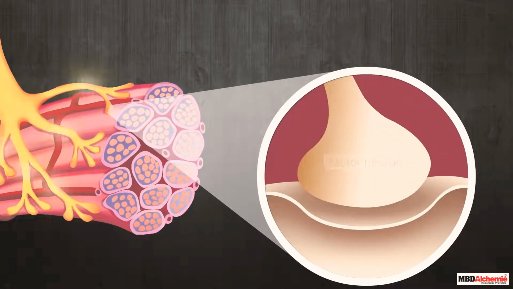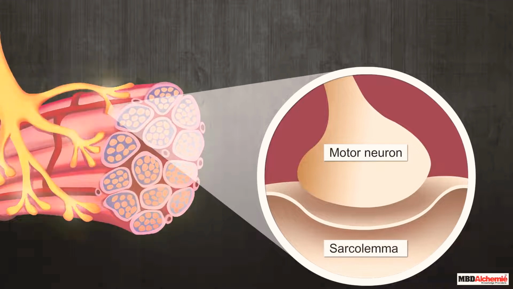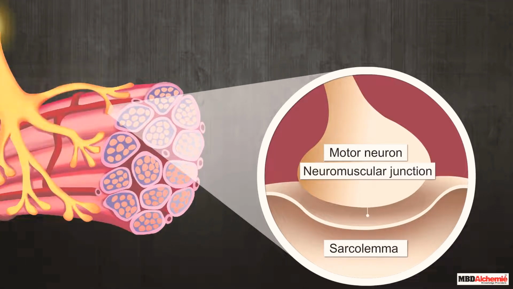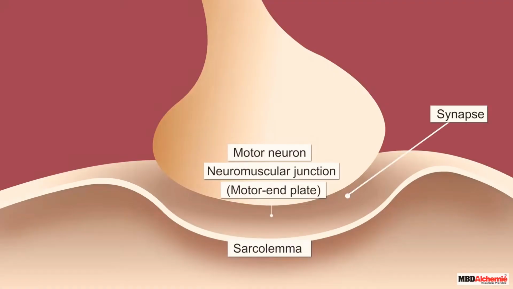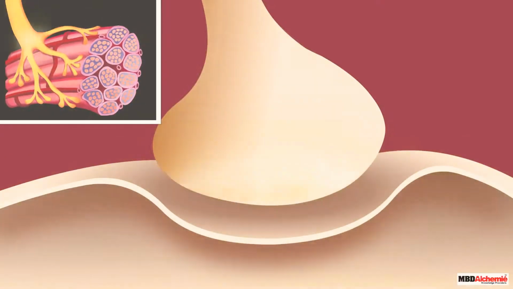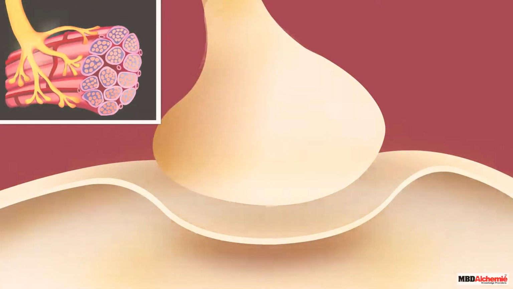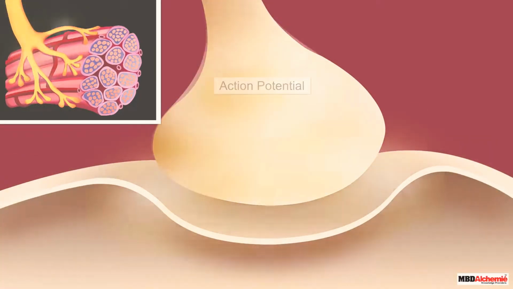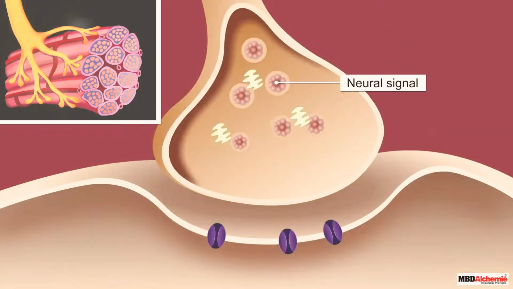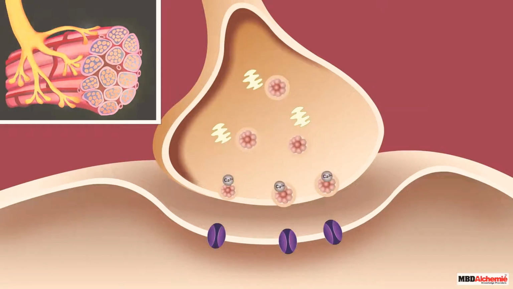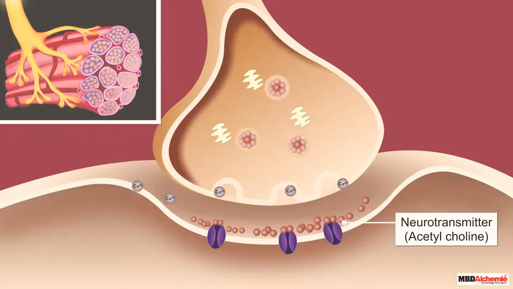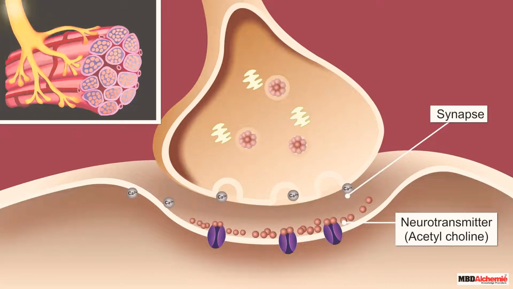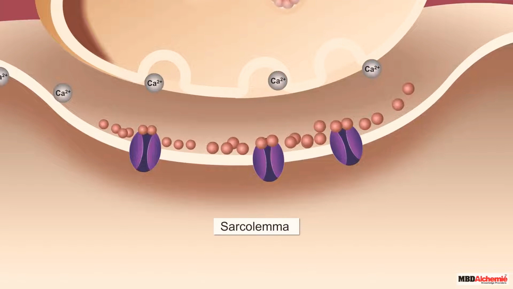The junction between the motor neuron and the sarcolemma of the muscle fiber is known as the neuromuscular junction or the motor end plate. This junction is actually a synapse, that is, a small gap between the neuron and the muscle cell. The signals from the CNS are transported as electrical impulses, also known as action potential, across the synapse. A neural signal, on reaching the neuromuscular junction, releases a neurotransmitter, acetylcholine, thus generating an action potential in the sarcolemma.